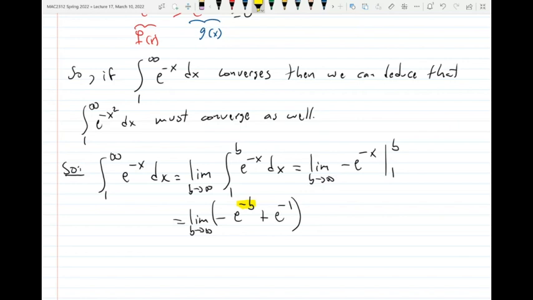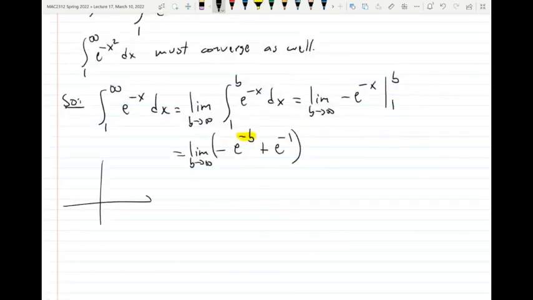So it looks like this. Let me just write it down. So e to the x looks like this. You need to know this, okay? So when the argument of e to the x approaches negative infinity, what happens to the function? It approaches 0. So this part right here is 0.